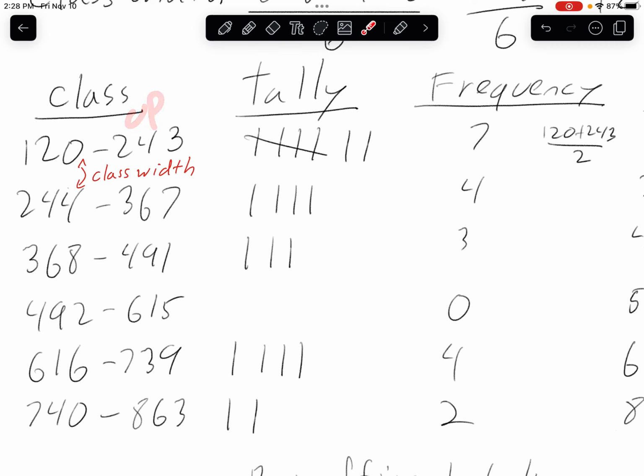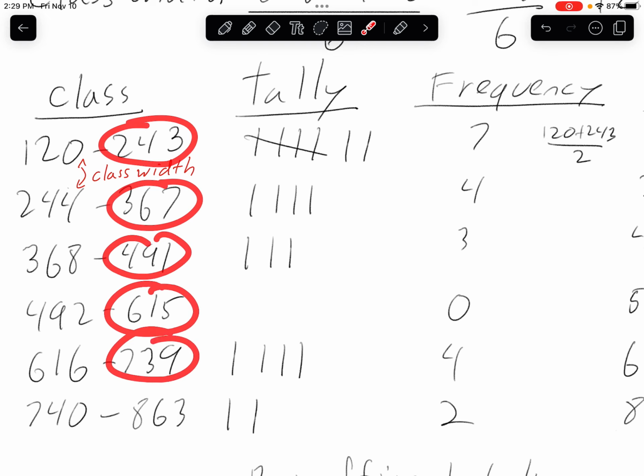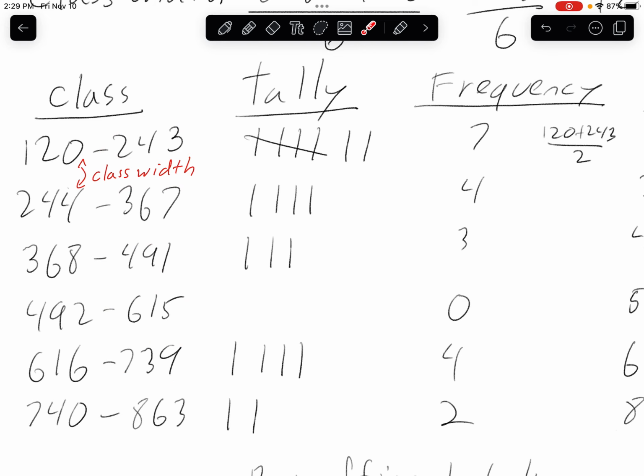And then from there, we'll find the upper boundary for each class. The upper boundary for each class is going to be the lower boundary plus 123, or one less than the next class's lower boundary. So 120 to 243, and then 367, 491, 615, 739. And since there is no lower boundary for the next class, because this is the last one, we're going to add 123 to get the proper upper boundary for the last class.